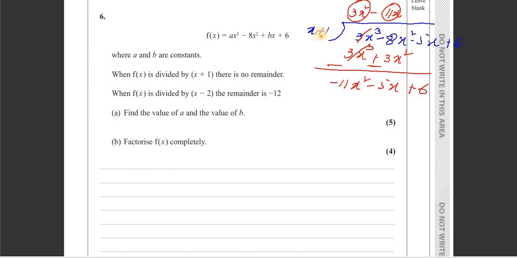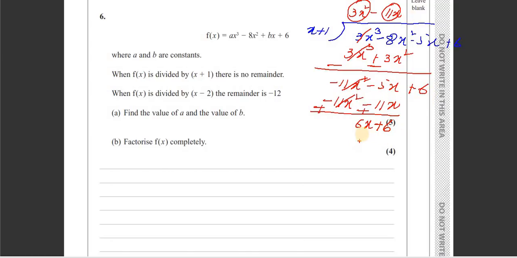If you multiply minus 11x, you will have minus 11x squared, and then minus 11x. Change sign, plus and then plus, they will be cancelled, and then minus 5x and plus 11x, your answer is 6x, and then plus 6, which is this one.